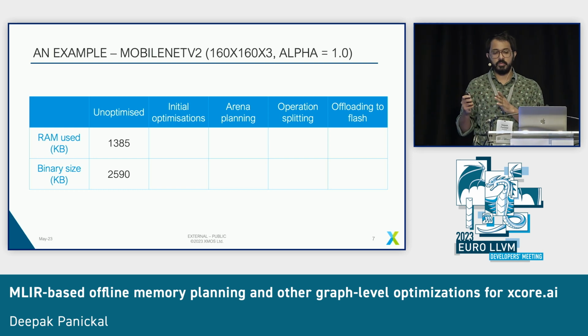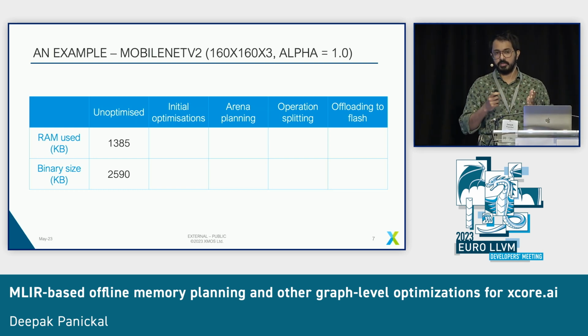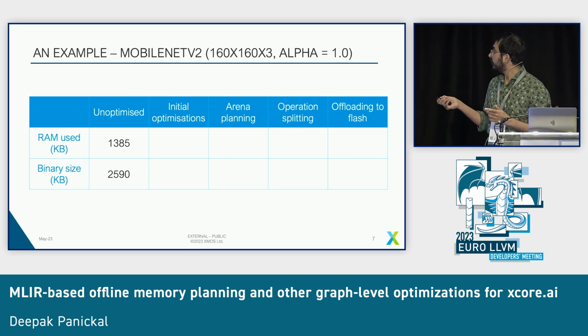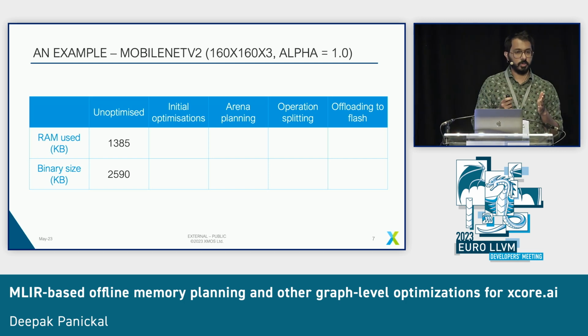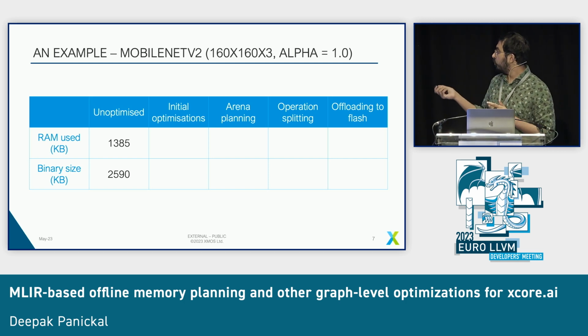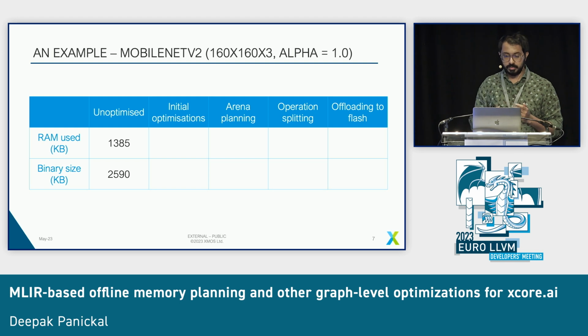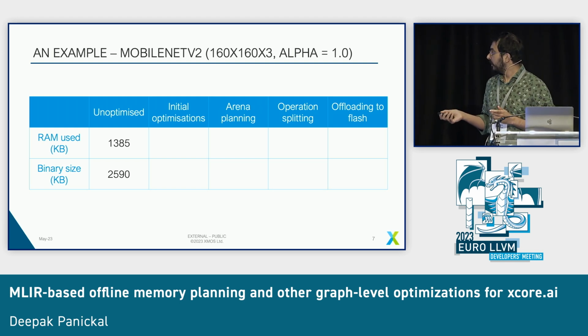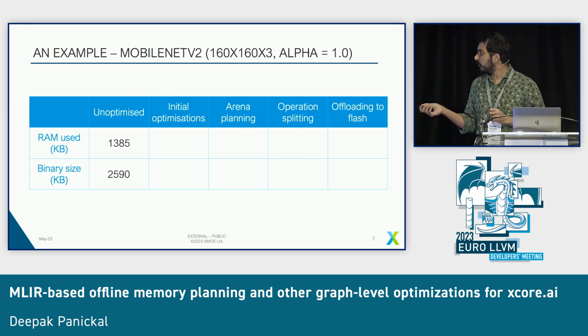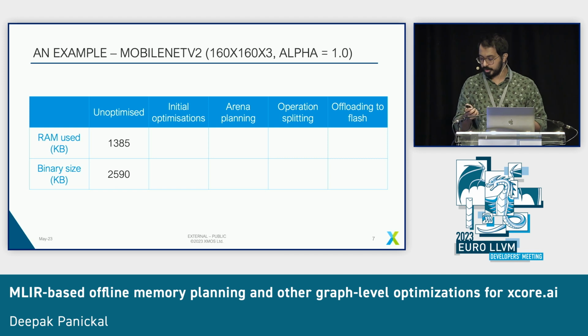So by increasing the alpha, you increase the number of weights, thereby the size of the model. If you use an alpha of 0.25 here, this model will already fit on our chip because it will fit within the 512 kilobytes. But using an alpha of 1, you can see the RAM used in the unoptimized case is around 1.3 megabytes of RAM and around 2.6 megabytes of binary size. So this will not fit on our chip.